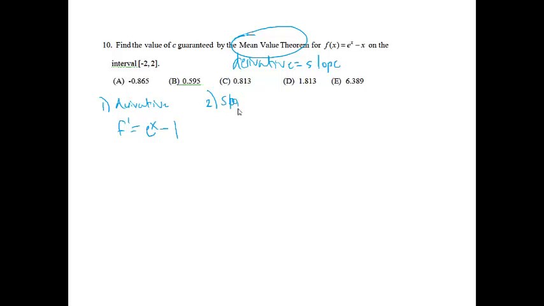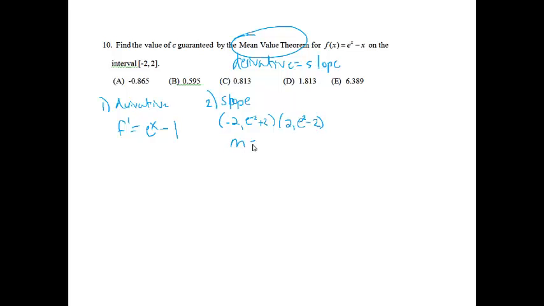Step 2, we're going to find the slope. Okay, to find the slope, we need 2 points. So it's going to be -2 something and 2 something. Right, so basically to get these y values, we're going to plug them into the original equation. If I plug -2 in here, I'm going to get e to the -2 minus -2, which will be plus 2. And then if I plug 2 into the original equation, this will be e to the 2 minus 2.